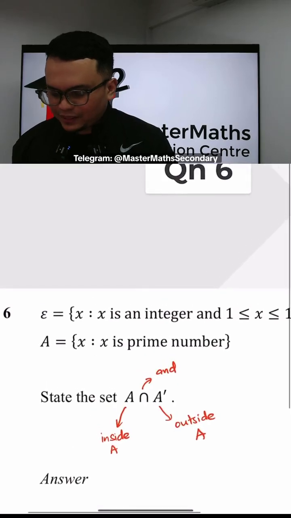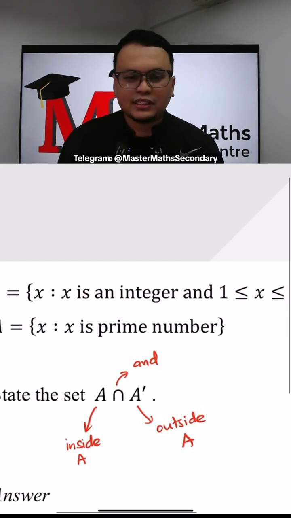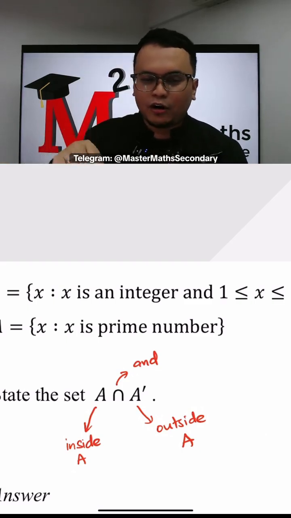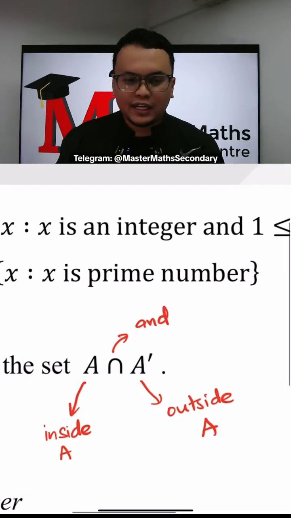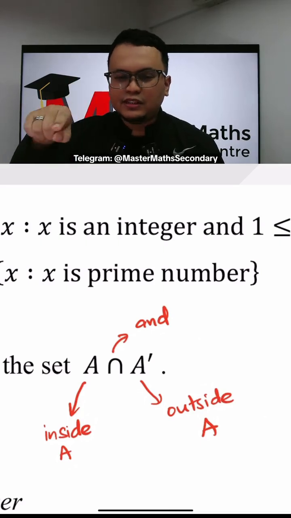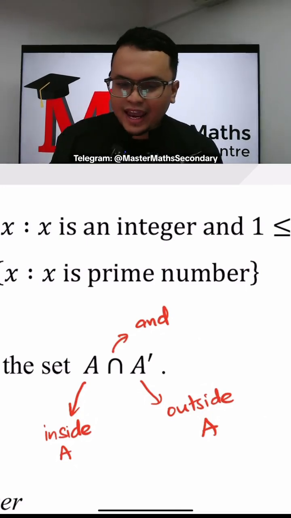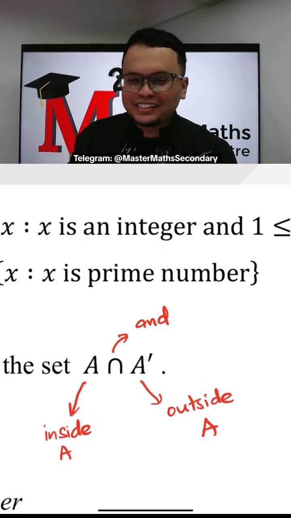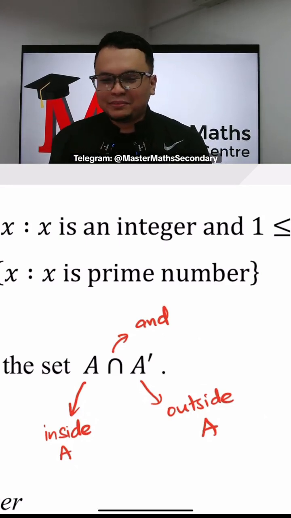Now if you look at the question, even if I don't look at the top, I just look at A intersect A complement, that is good enough. Because A means inside of A. A complement means outside of A. Intersection means and. So is it possible to be inside of A and outside of A? Can we fulfill both conditions at the same time? Are you able to be in two places at the same time?